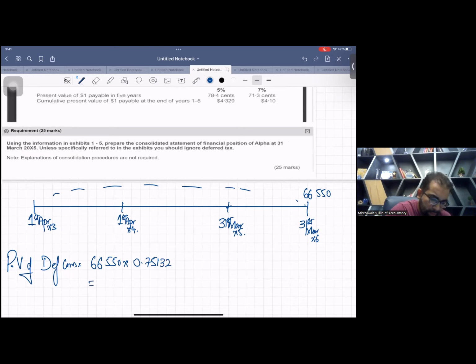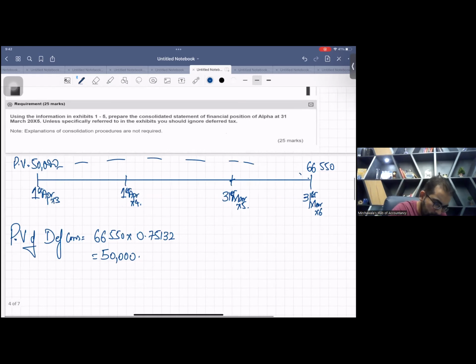Okay, so if you multiply, I think it's 60,000. Wait, 66550 times, yes, it's 50,000. Sorry. Okay, so the present value is 50,000. So you have to make the first entry here.